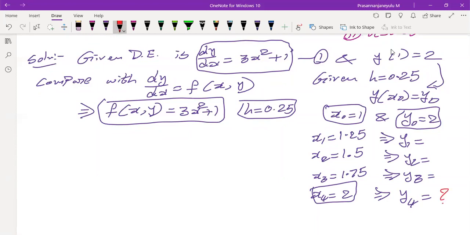But they are asking this y4 only. They're not asking the remaining 3 values. But is it we required to find all the remaining 3 also? Yes, it is mandatory to find. Because without y1, we cannot find y2. Without y2, we cannot find y3. Without y3, we cannot find y4. So all these 4 values we need to find. Indirectly, they are asking that. Okay.